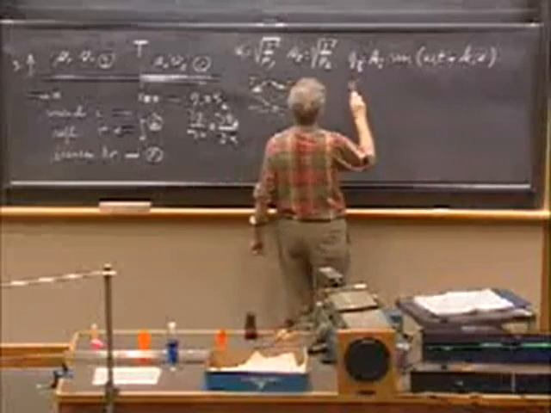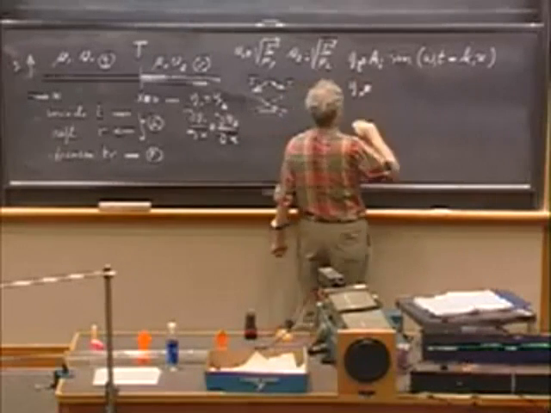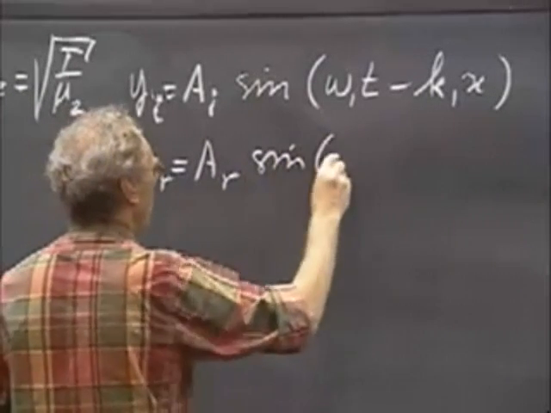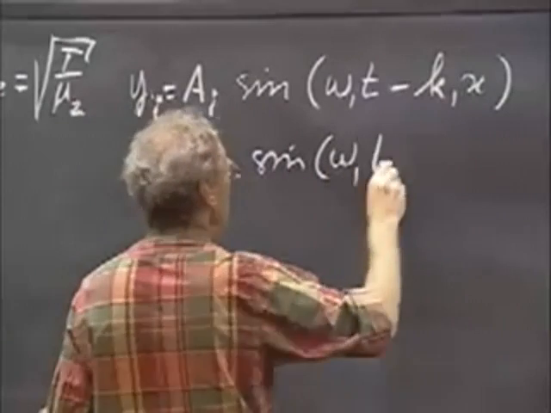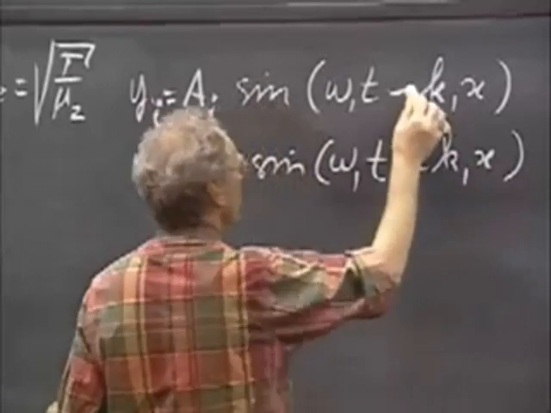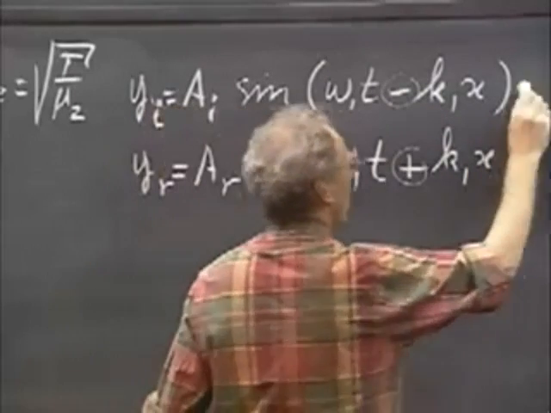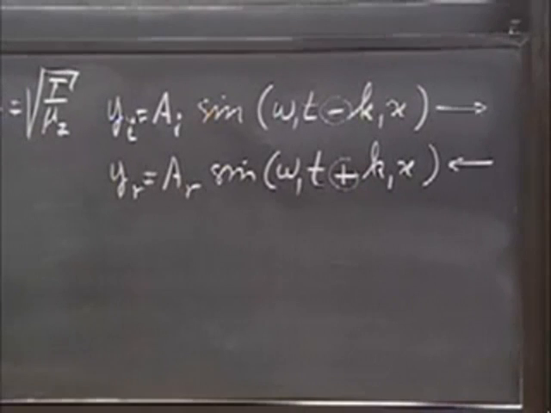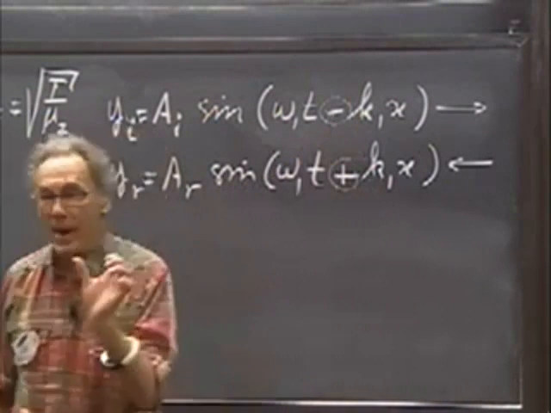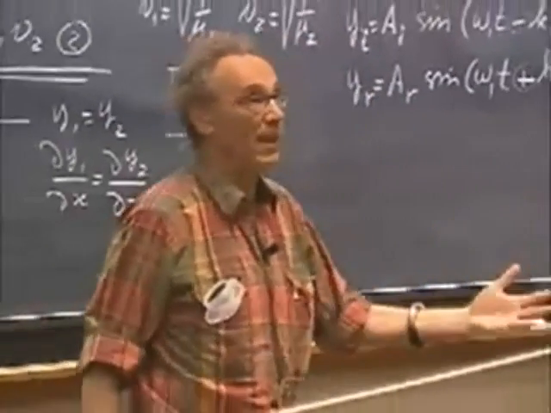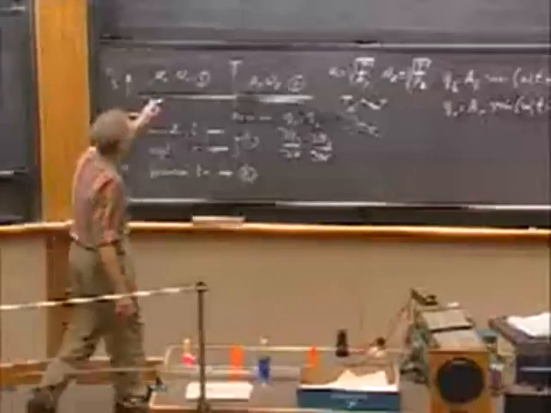And now I have a reflected wave, amplitude A reflected, times the sine, obviously the same frequency, but now I get plus k1 times x. Notice the difference in sign. This one is going this way, this one is coming back. The amplitudes are different, but the k's are the same, because the wavelength in medium 1 is the same. The k is 2 pi over lambda, and that wavelength is not going to change for this wave as it is for this one.